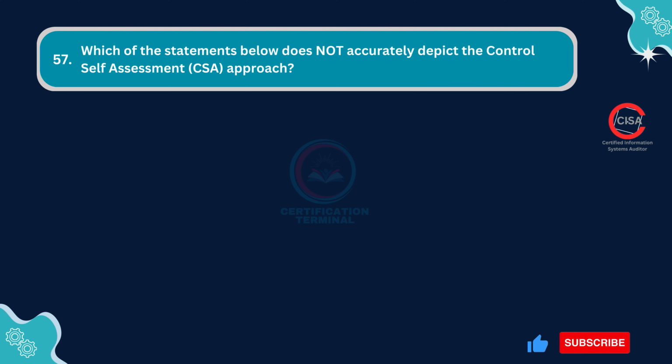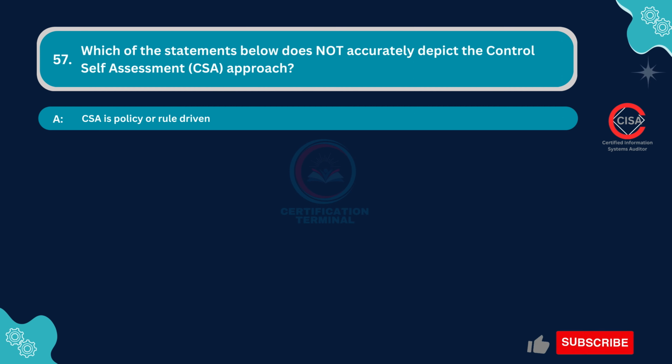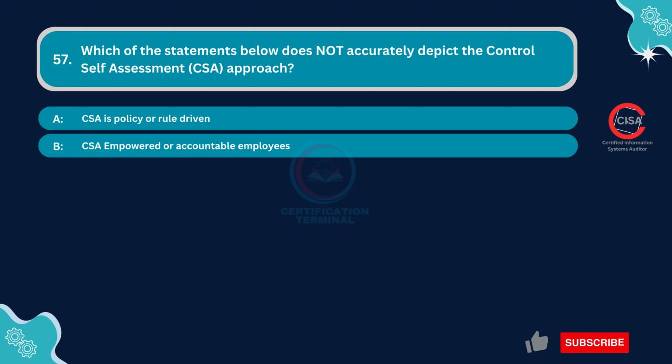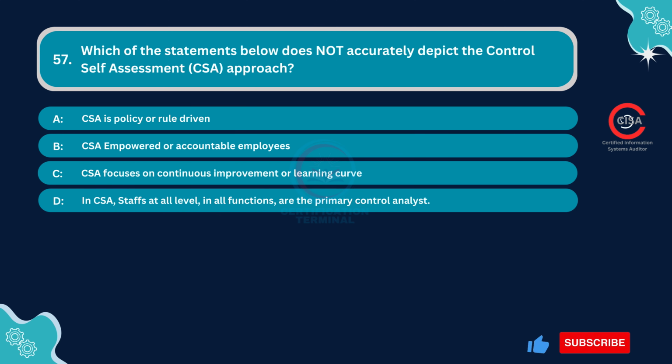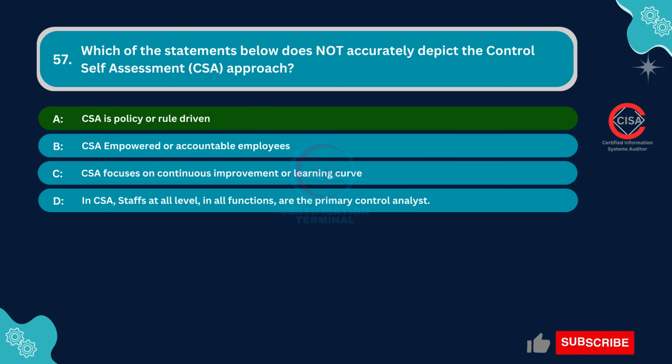Question number 57. Which of the statements below does not accurately depict the control self-assessment approach? Option A. CSA is policy or rule-driven. Option B. CSA empowered or accountable employees. Option C. CSA focuses on continuous improvement or learning curve. Option D. In CSA, staffs at all levels, in all functions, are the primary control analyst. The correct answer is Option A. CSA is policy or rule-driven.